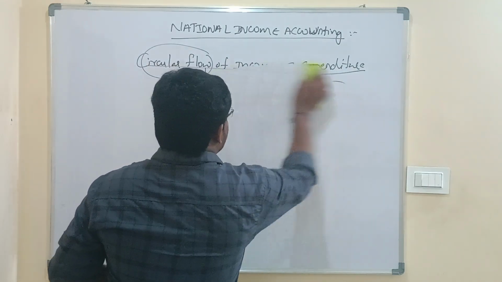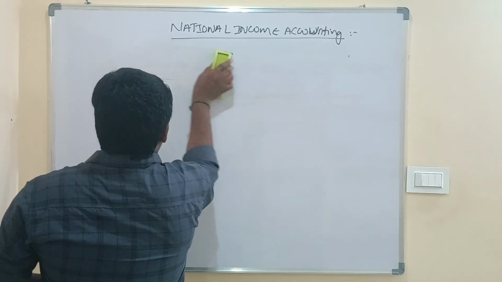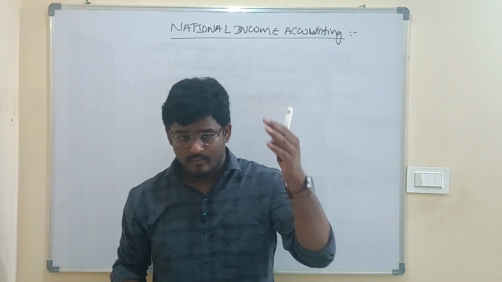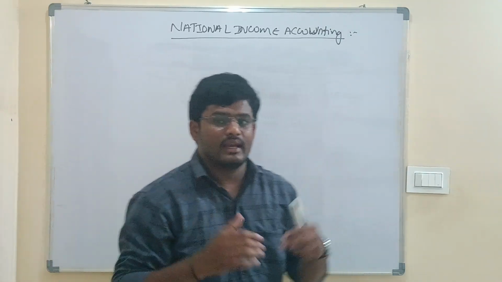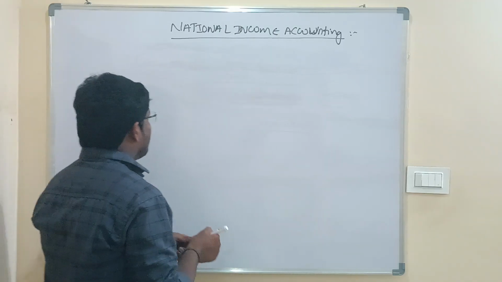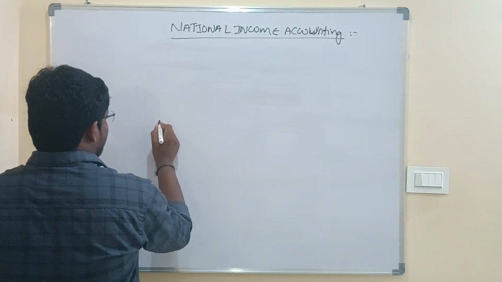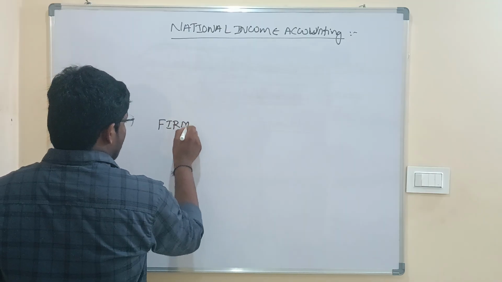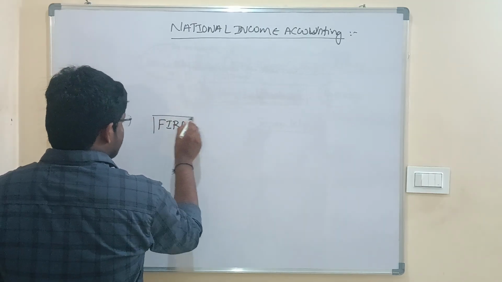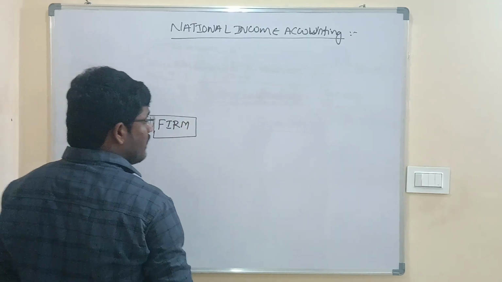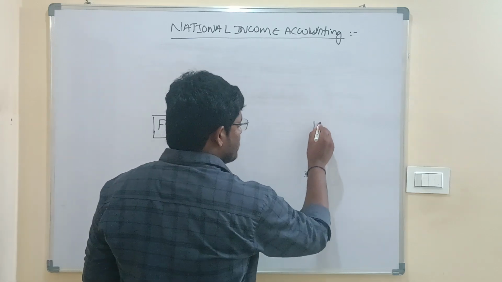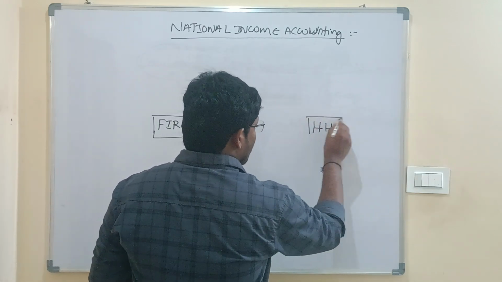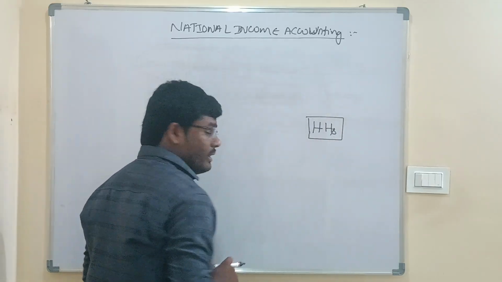Now to understand the interrelationship between the four major economic sectors, rather than taking all four and discussing them, let me pick up two sectors from out of four, so that we can understand what interrelationship exists between them. The first sector which I am picking up is firms. The second sector is households. So let us take two sectors and see what the interrelationship between them is.